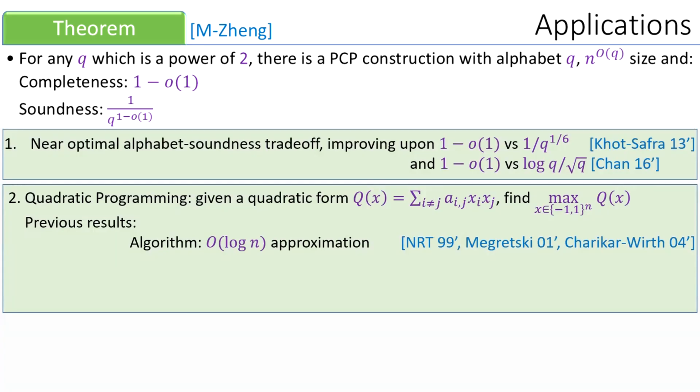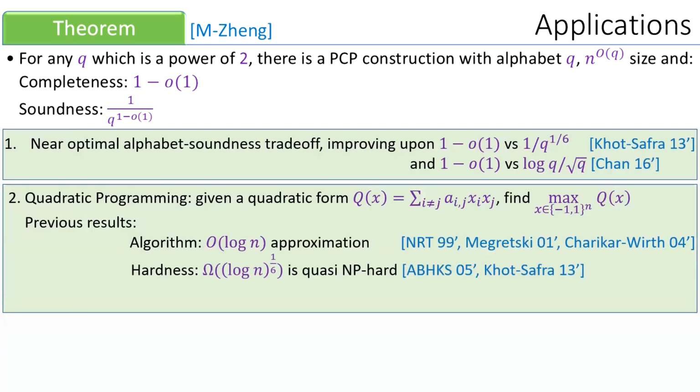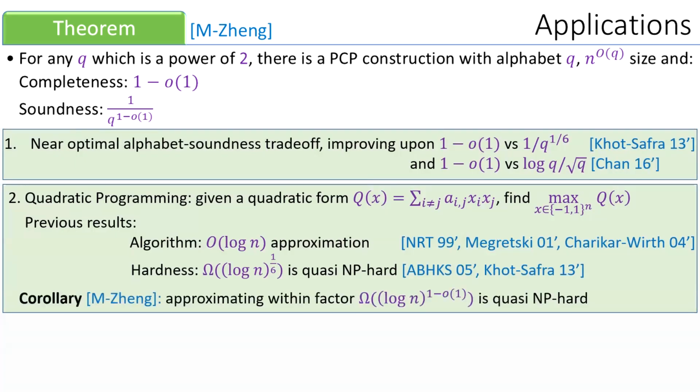As far as hardness goes, the motivation for this work of Khot and Safra was to get some lower bound for this problem, and they managed to show that it's quasi-NP hard to approximate within a factor of (log n)^(1/6). Quasi is because your reduction runs in quasi-polynomial time. And as a direct corollary of our result, we get hardness of approximation within a factor of (log n)^(1-o(1)).